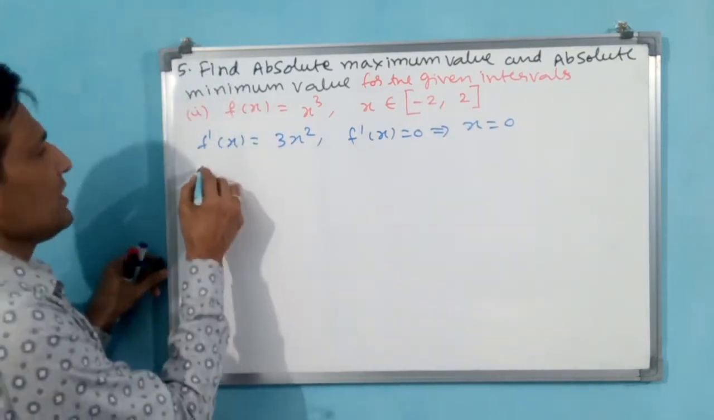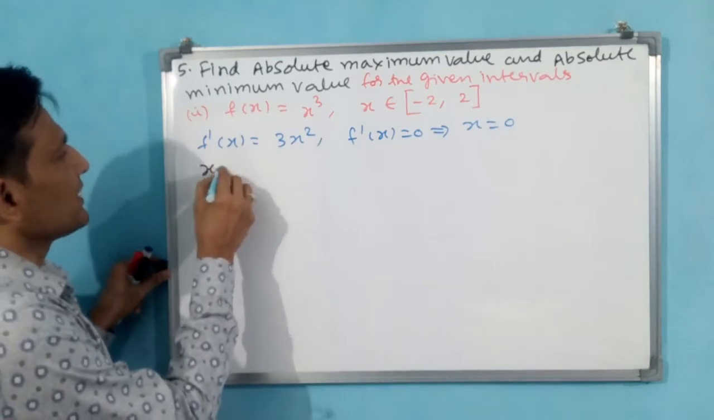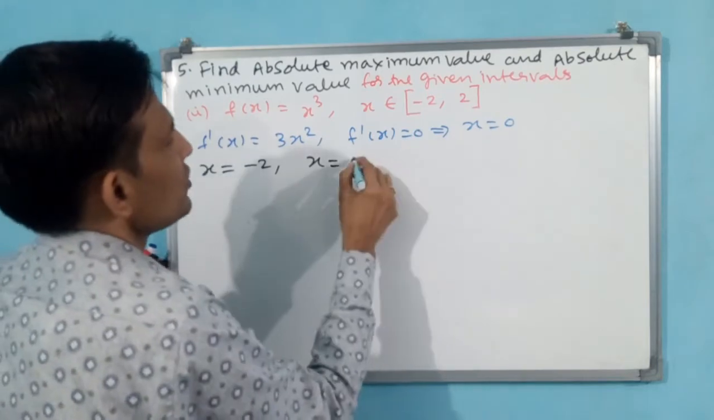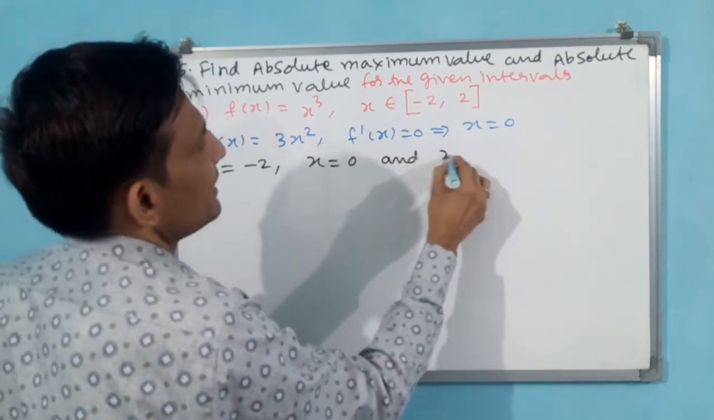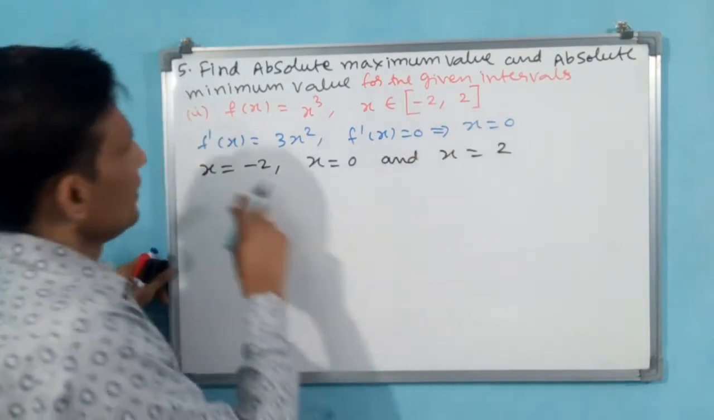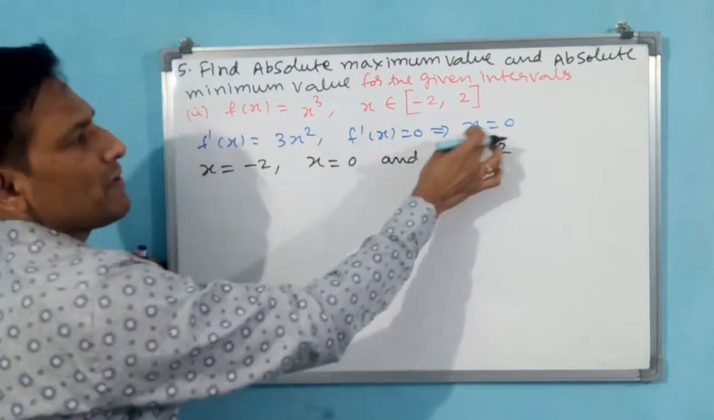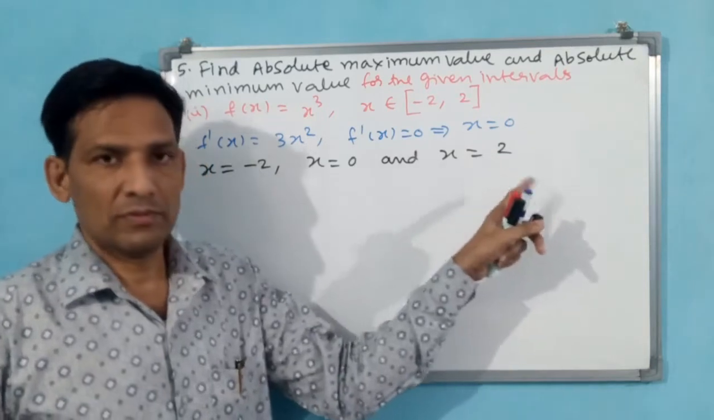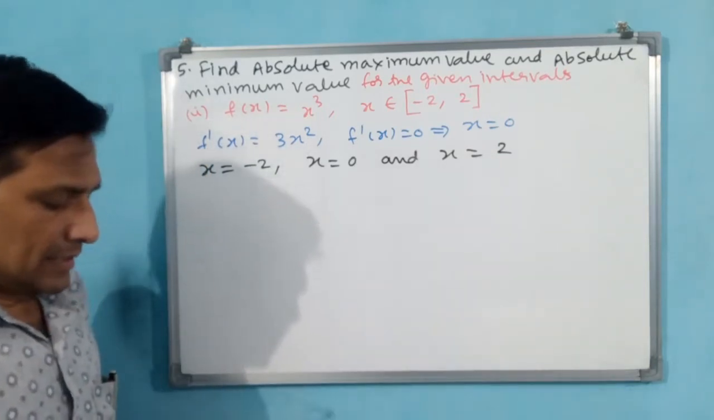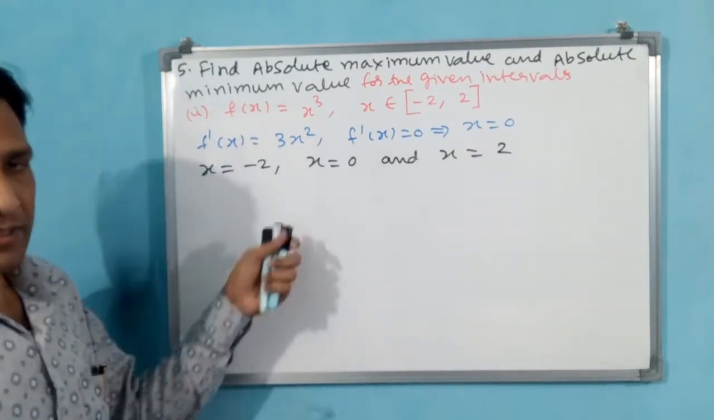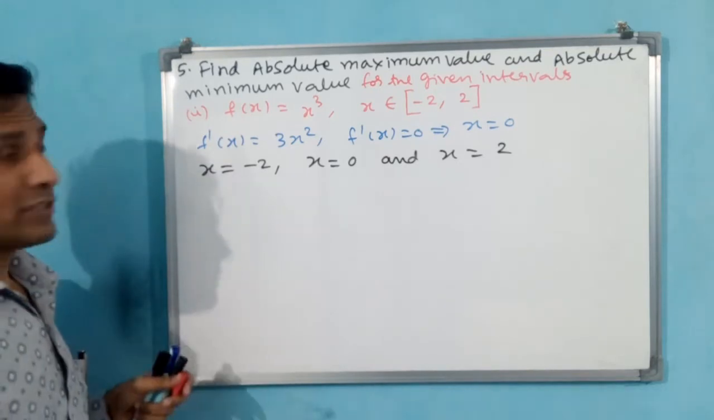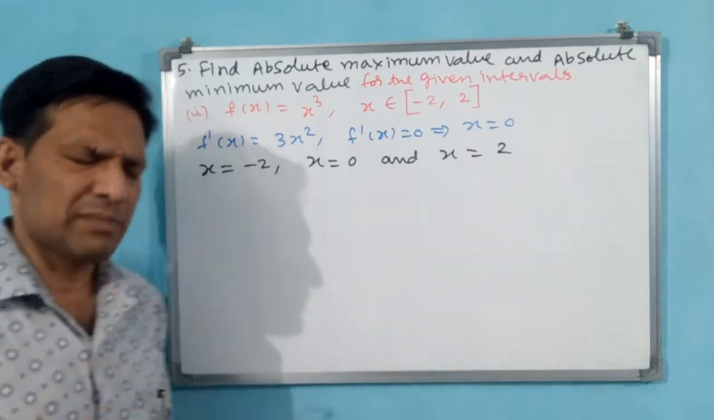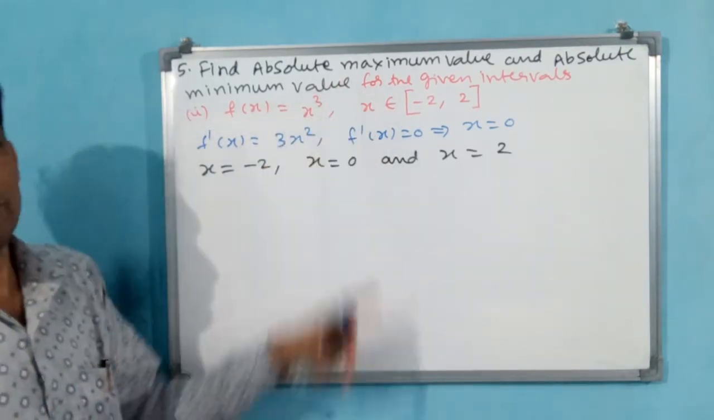3 values are there. Now what I am writing, you observe carefully. X is equal to -2, x is equal to 0, and x is equal to 2. -2 and 2 anyway you have to find. In between, 0 also you have to find. You see, order you have to maintain: -2, 0, 2. Now you find all the 3 values. Here you need not find f double dash x. The sign of f double dash x is not required for absolute.